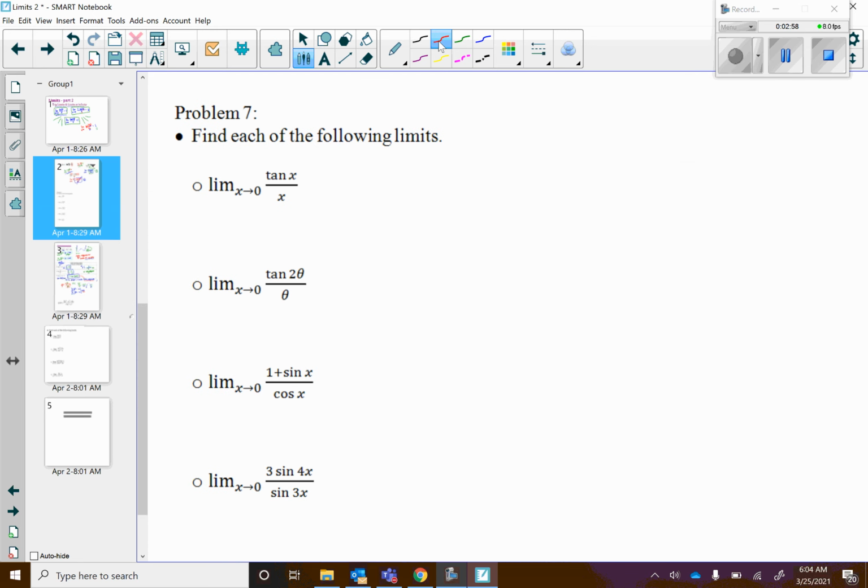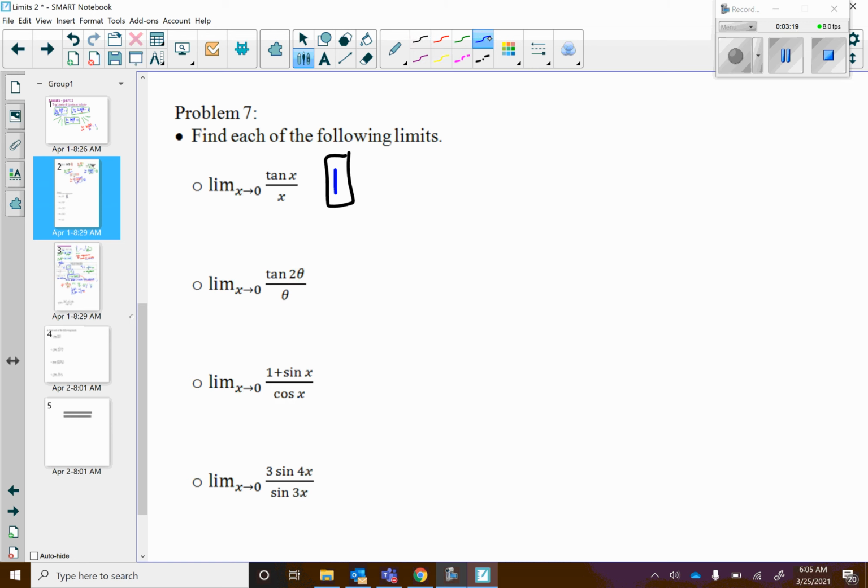Pause the video, write down these problems, try them out. I'm going to go through some of these quickly and some of these not so quickly. For this first one, the limit as x approaches 0 of tangent x over x. Well, that's one of our rules. This is just 1. Nothing interesting there.